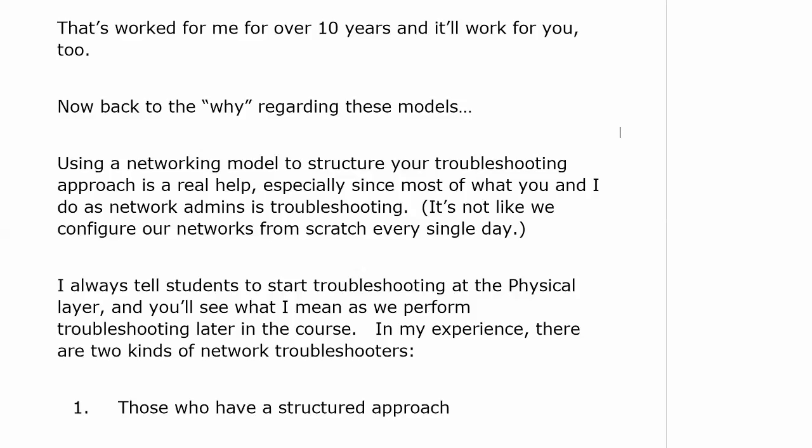And really, most of what you and I as network admins do in most jobs is troubleshooting. It's not like we go in every day and start our switching networks from scratch. It's not like we go in every day and configure our routing protocols, again from scratch. They're already there, but problems do arise, and it can be as simple as a print job or maybe an enterprise-wide issue. I always tell students to start troubleshooting at the physical layer. And by the way, I tell non-students to start troubleshooting at the physical layer.